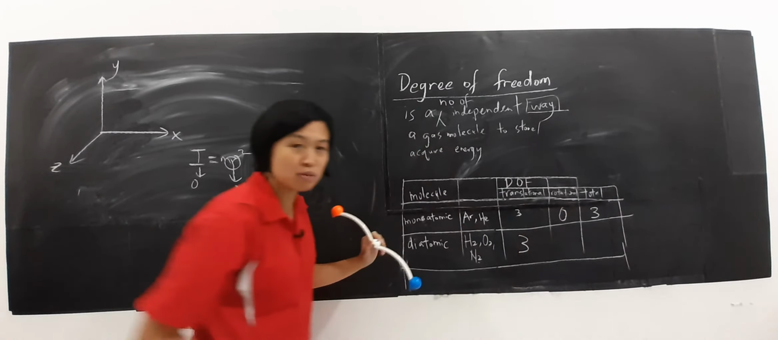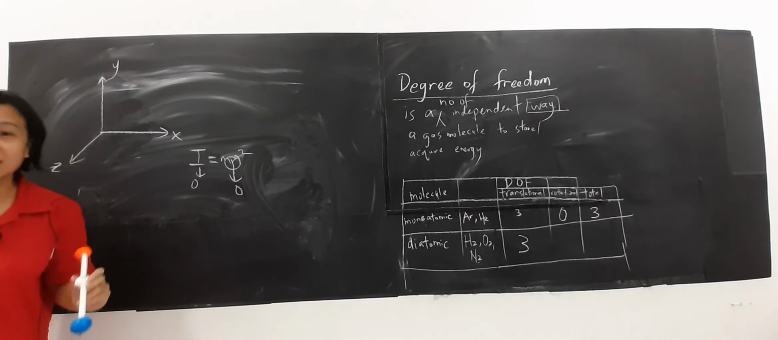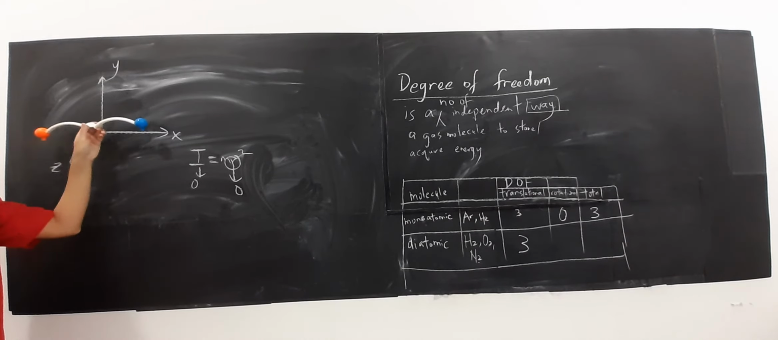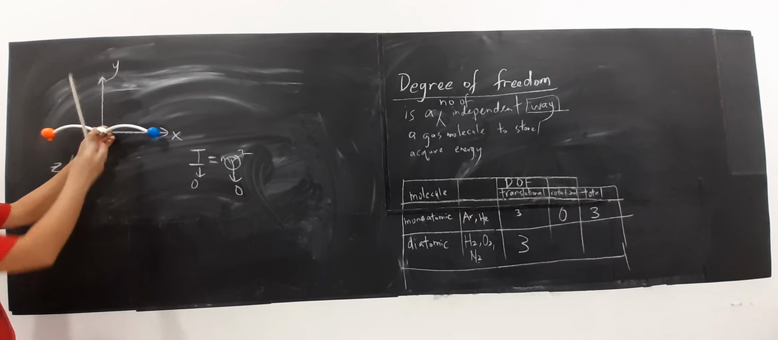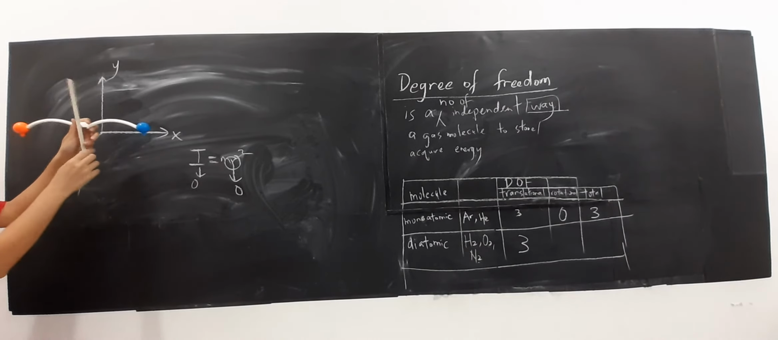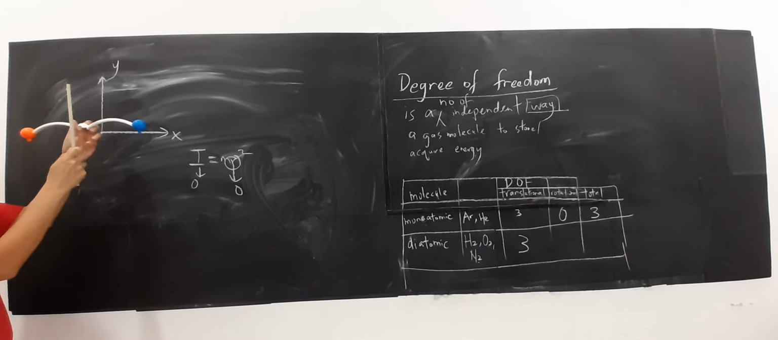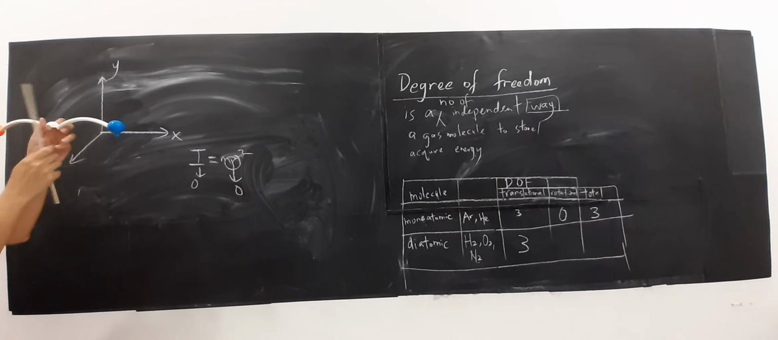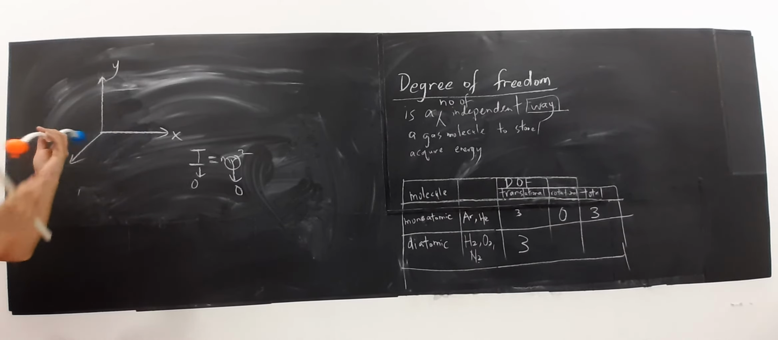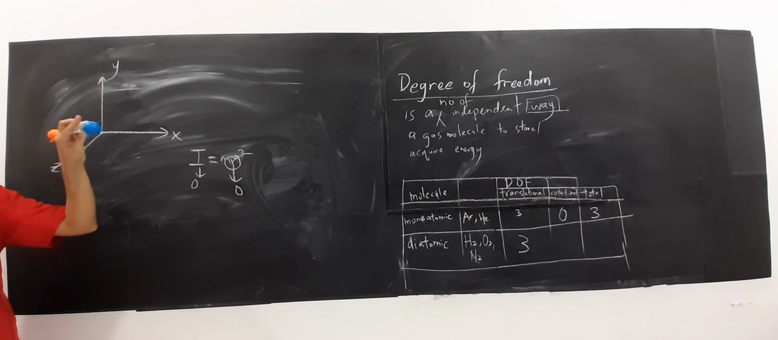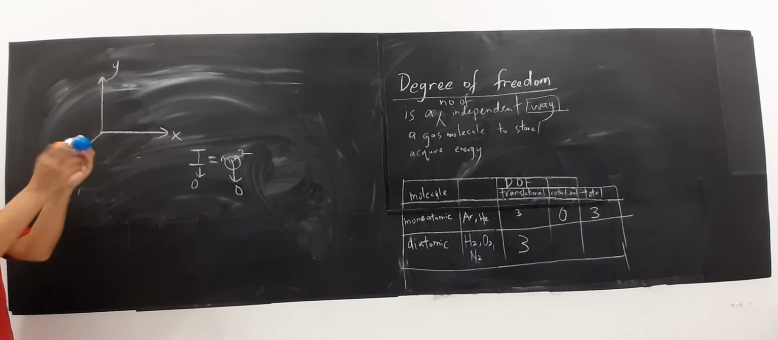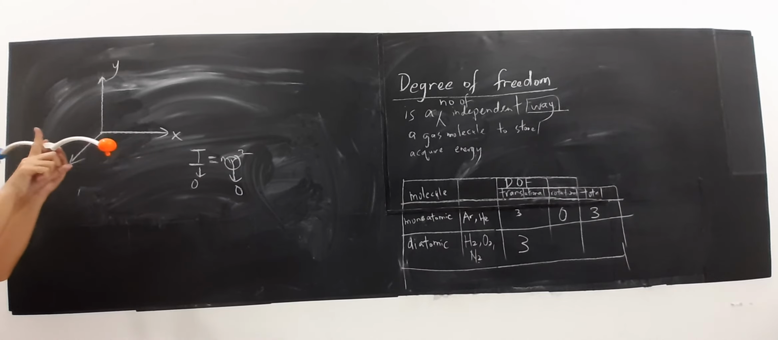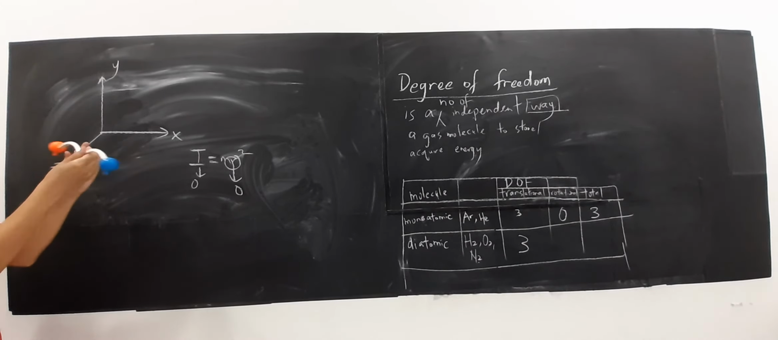Tapi macam mana rotational motion? Okay, jadi kalau diatomic molecule ni berputar, berpaksikan paksi Y. Maksudnya paksi Y ni berpusing. Okay, jadi kalau paksi Y berpusing, you found that your atom will rotate like that. Dia akan berpusing begini. Kalau dia berputar, berpaksikan paksi Y, so diatomic molecule will rotate like that.